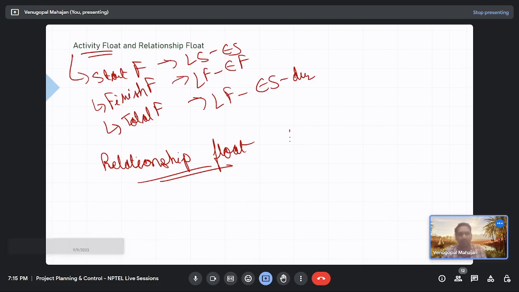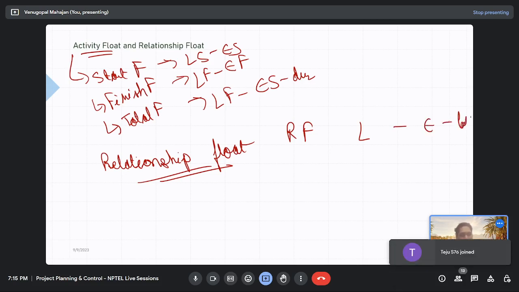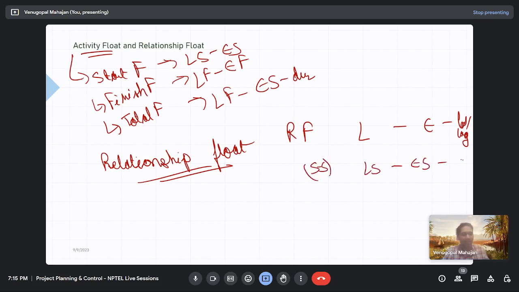Okay, so RF is late minus early minus lead lag. Now, how to do it? If it is a start to start relationship, you put it LS minus ES minus L, or if it is a finish to start relationship, you put it LF minus ES minus L. So this is the way to remember relationship float.